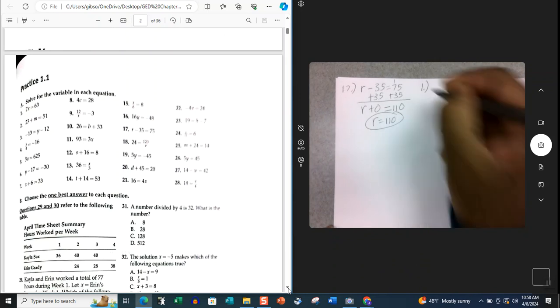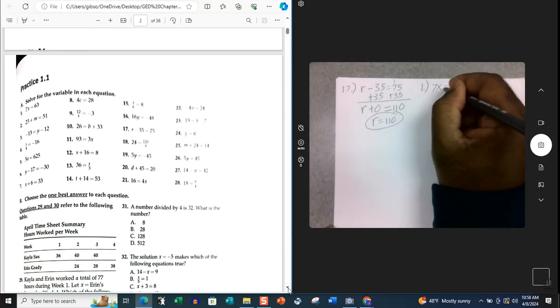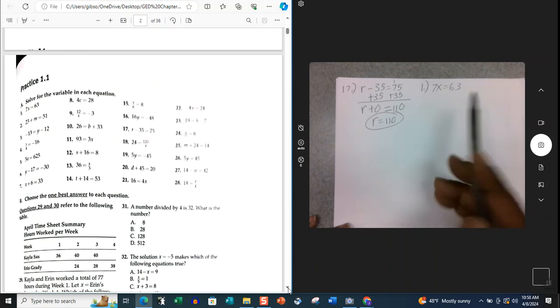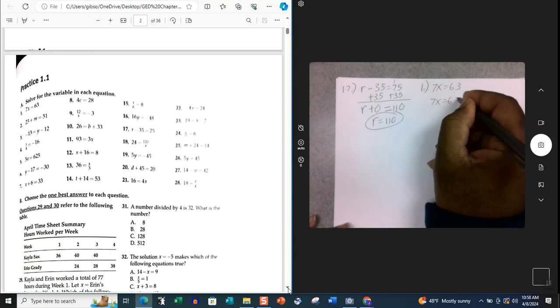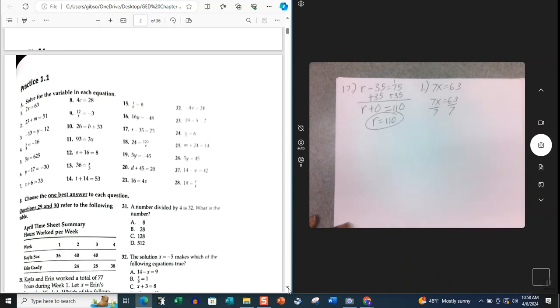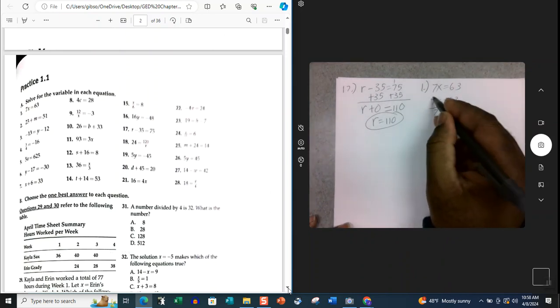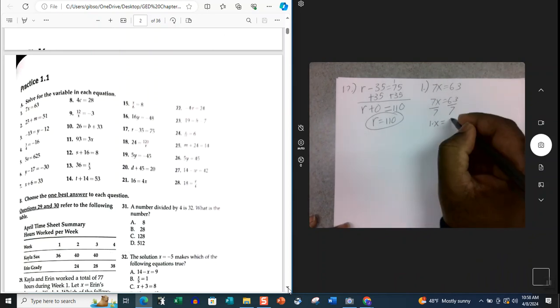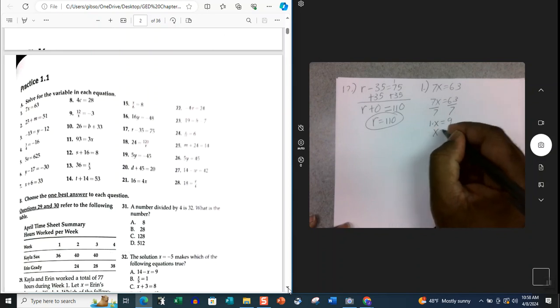Okay, so let's go back to problem number 1. We have 7x equals 63. Now remember, we're trying to solve for x here. We're trying to get the x variable by itself. Now, we also are saying here that we have 7 multiplied to this x. So we need to get rid of this 7 off of the x. And the opposite of multiplication is division. So we're going to divide each side by 7. Now we know 7 divided by 7 is 1. So we have 1 times x is equal to 63 divided by 7 is 9. 1 times x is x, and x equals 9.